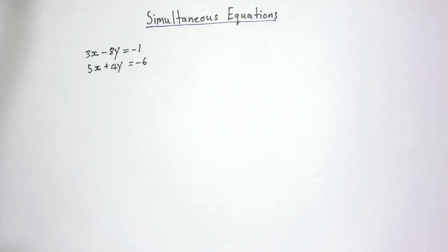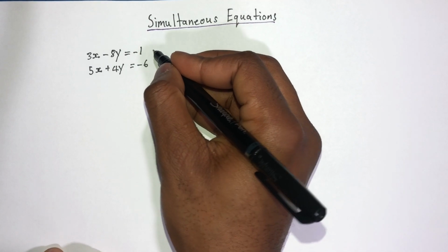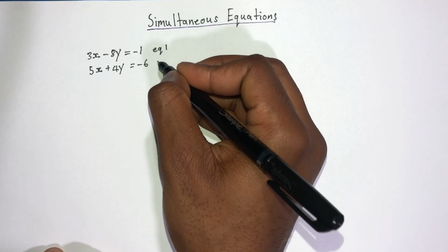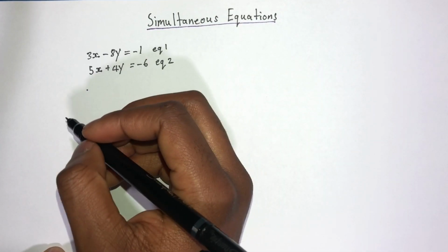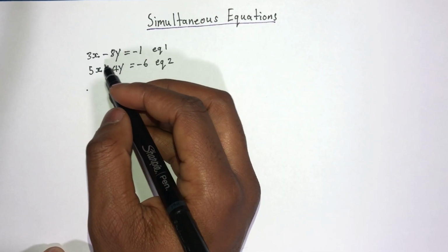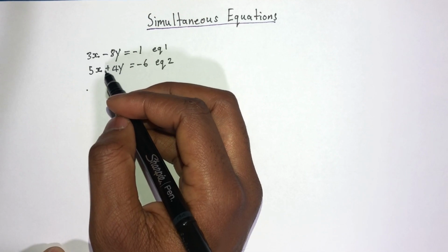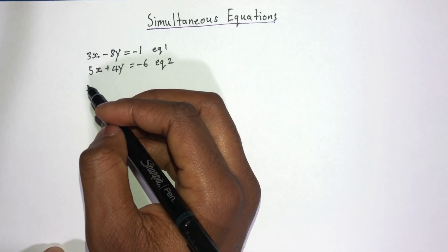We are now looking at 3x minus 8y equals -1 and 5x plus 4y equals -6. First, we are going to label our equations. Now, we are going to choose one of the equations and make x the subject.